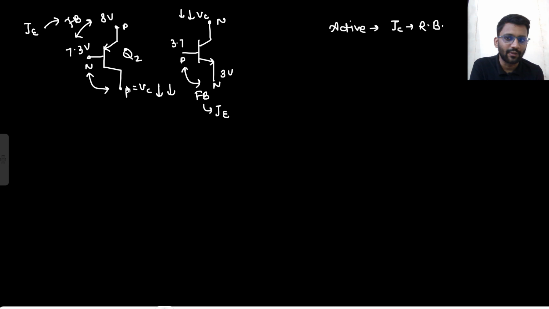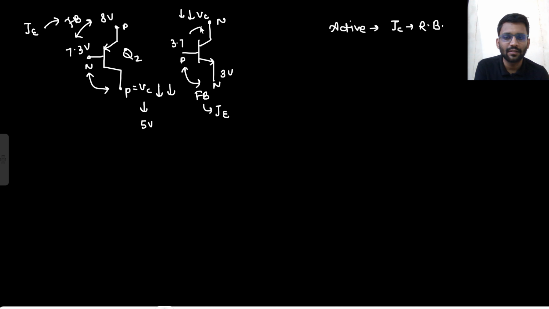Initially VC was 5 volt. So P was at 5 volt and N was at 7.3 volt. That means N was having more potential, so it was reverse biased. Initially it was reverse biased, so initially it was working in the active region, right? So that we don't need to write.